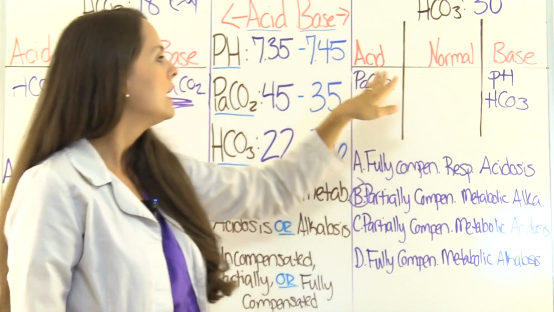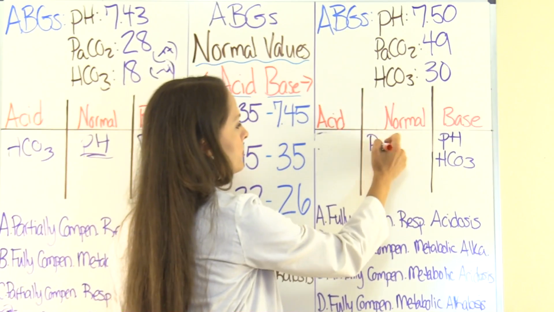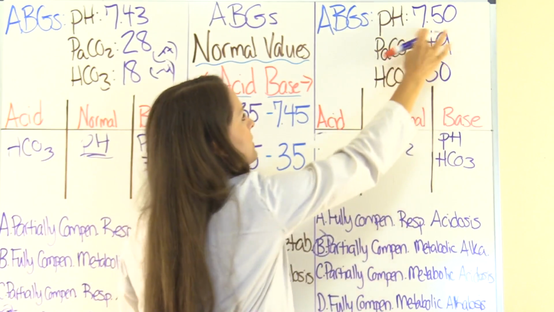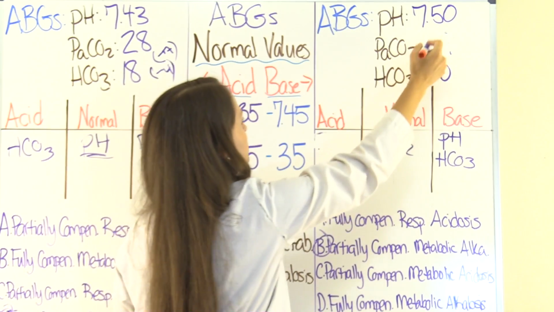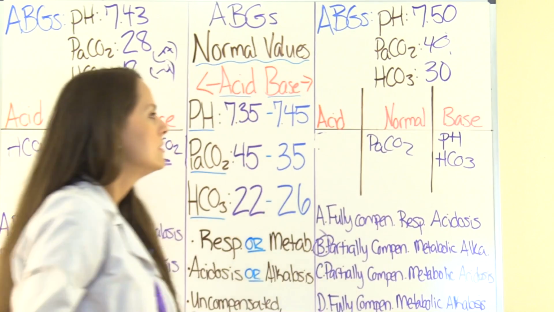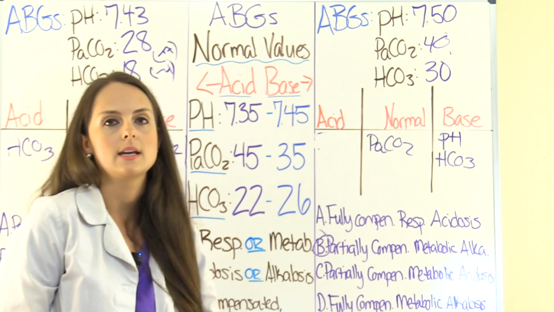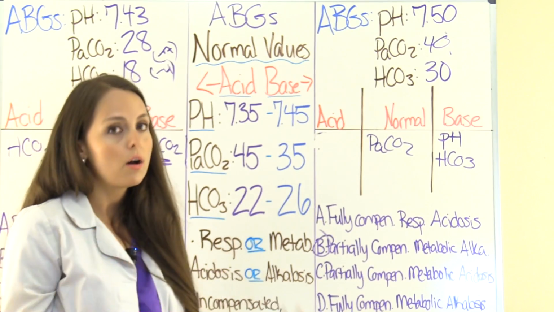Now, this would be uncompensated if this PaCO2 was normal, because the body's not trying to compensate at all. So if this was over here, like this, and this value, we'll say was normal, we'll say it's 40, then the body's not really compensating. So it would be metabolic alkalosis uncompensated.